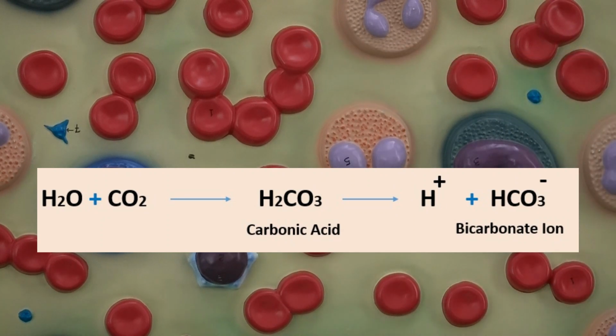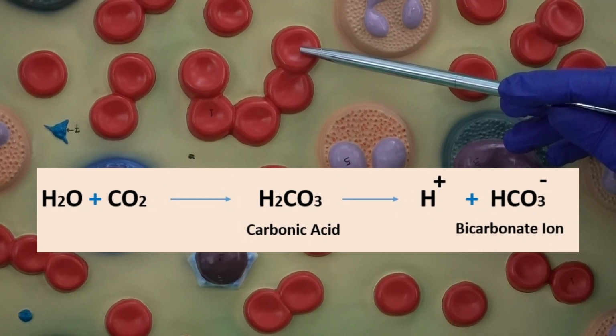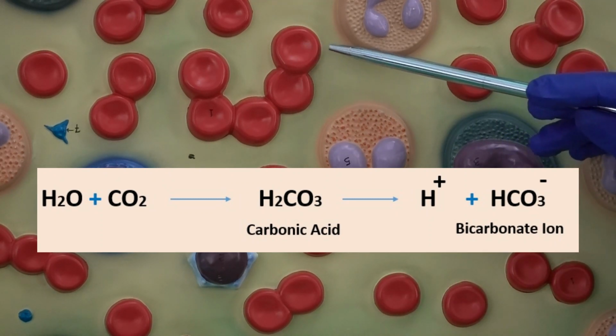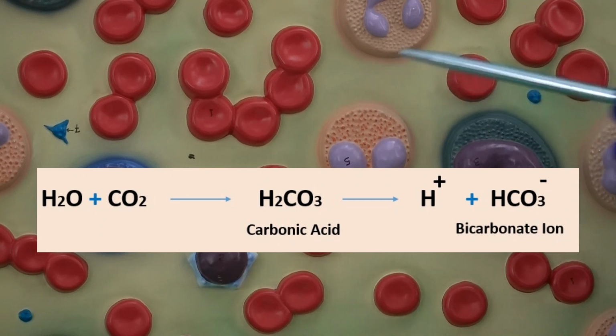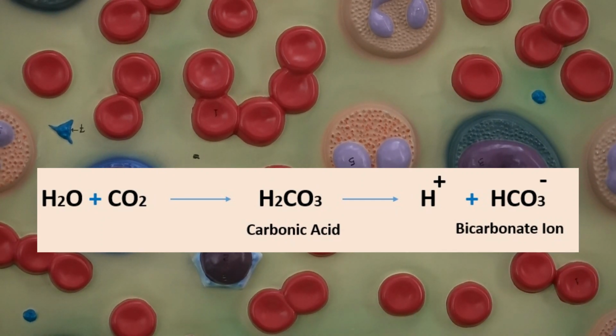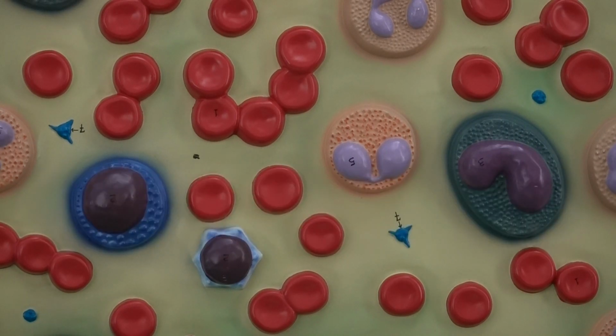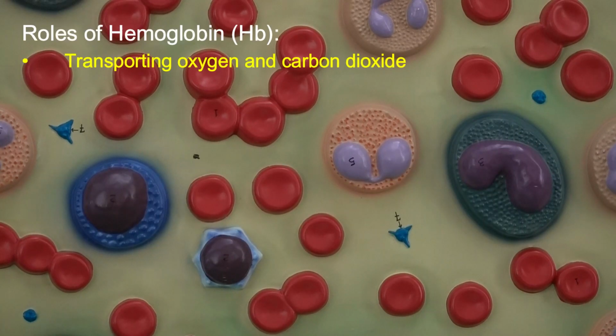The result of this reaction would be carbonic acid. And then carbonic acid dissociates into two ions, hydrogen ion and bicarbonate ion. Most of the bicarbonate ion leaves the red blood cell and goes inside the plasma. That's how we end up with bicarbonate ion from carbon dioxide. So that would be one of the jobs of hemoglobin, to carry these two important gases.